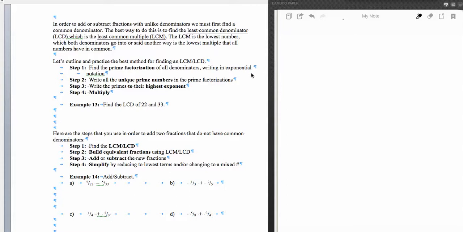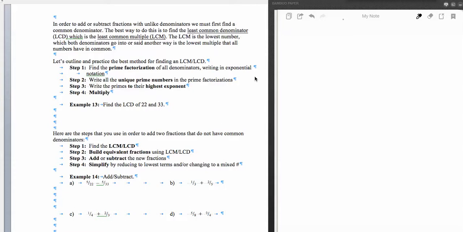So first, let's just discuss that one little piece of how to find a least common multiple or a least common denominator. So we're going to begin with the prime factorization. Now the prime factorization method isn't the only way to do this, but this is the only one that I usually discuss. So prime factors of all of the denominators that are involved, and if we write them using the exponential notation that I talked about earlier, it'll make our life a lot easier.